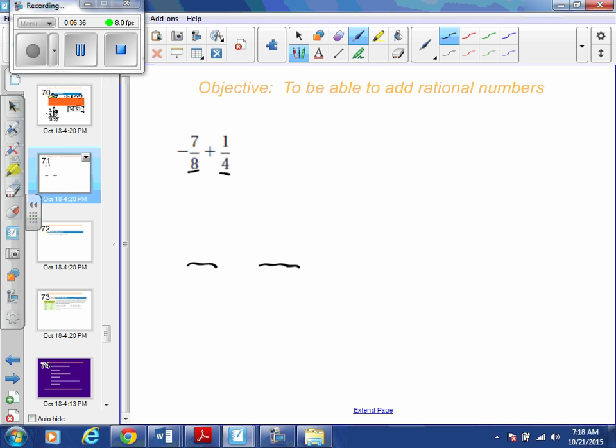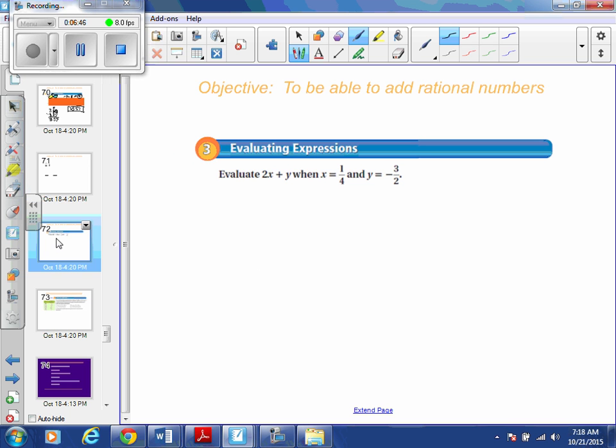Another set of fractions. Okay, I want you to submit the answer to this problem on Edmodo. Remember, you need common denominators. Okay, 8 and 4 are not common denominators, so find a common denominator. Add the numerators after you've done that. Keep your same denominator, and then write your answer in simplest form.